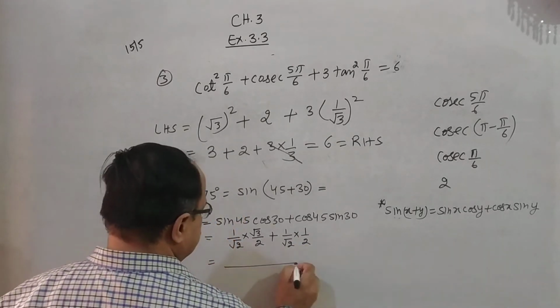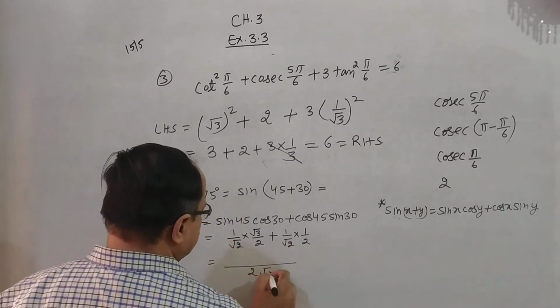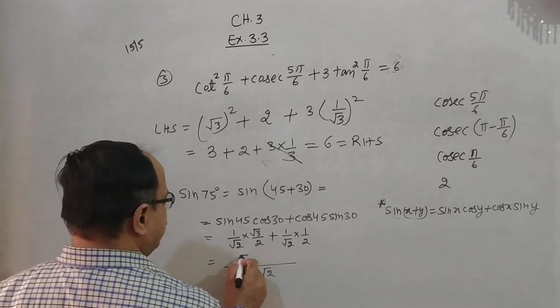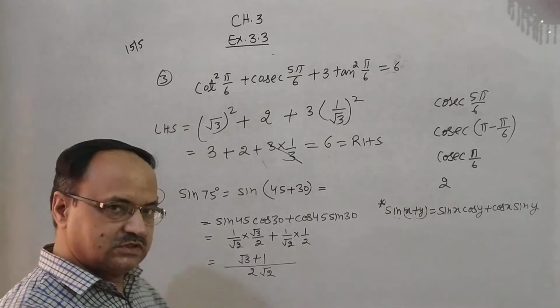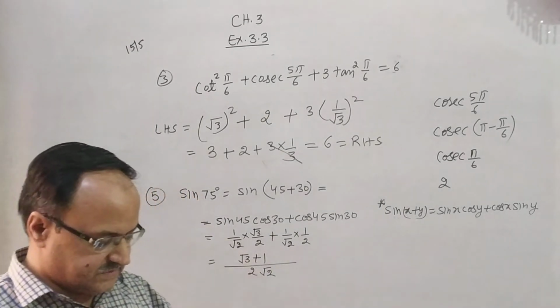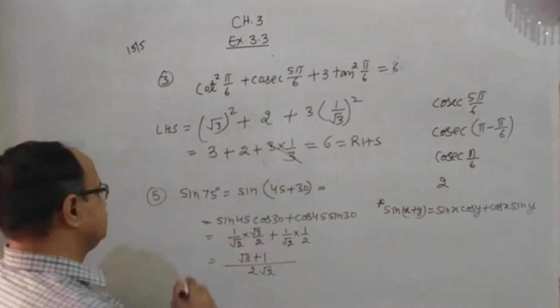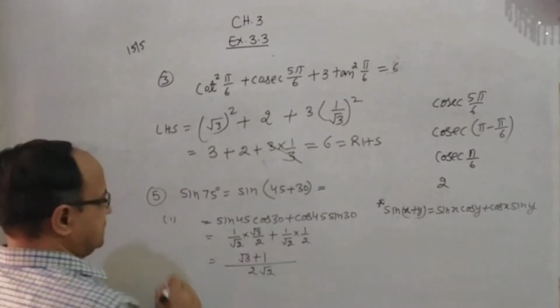Now you can take the LCM. LCM is 2 root 2. When you simplify, the answer is root 3 plus 1 upon 2 root 2. This is the value of sin 75 degree. It is the first part.